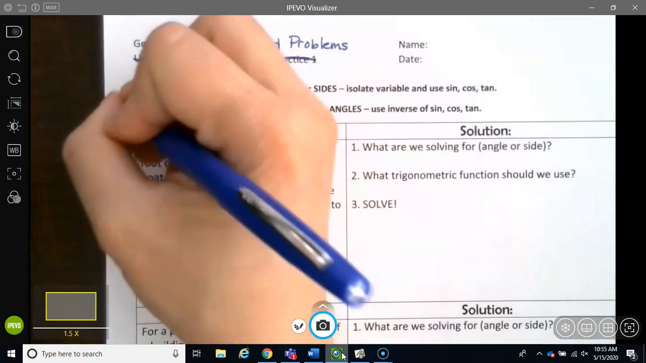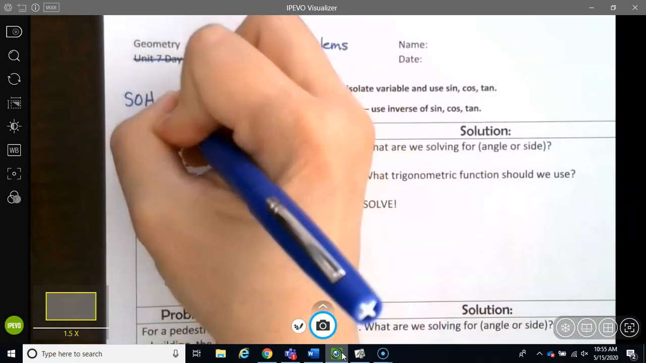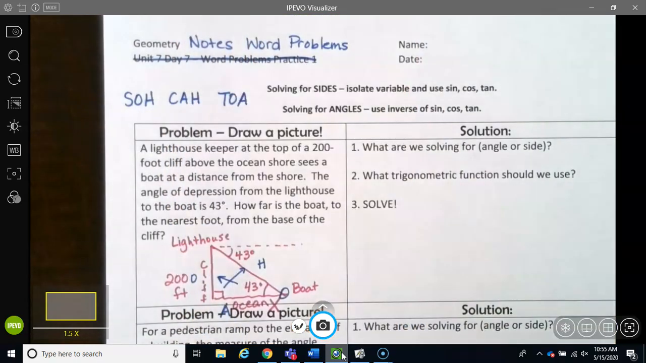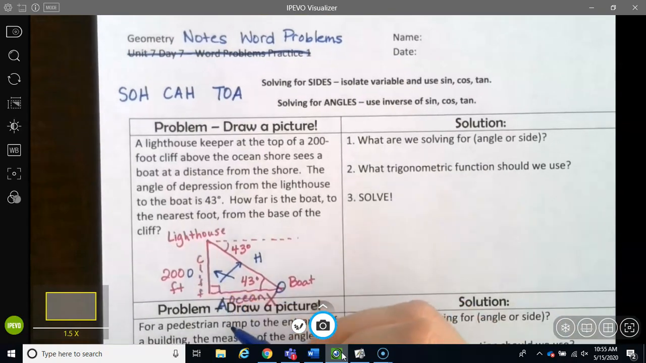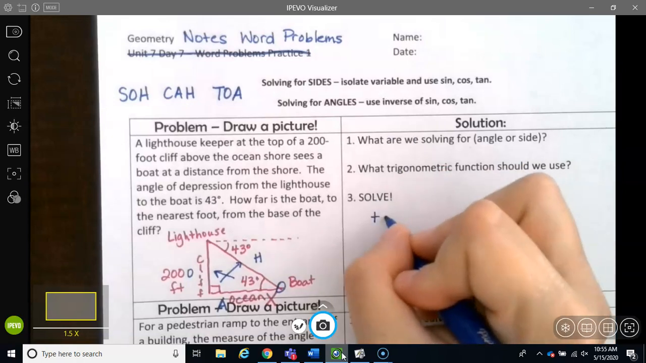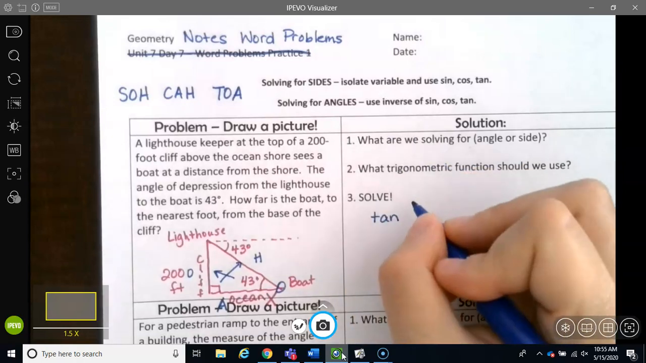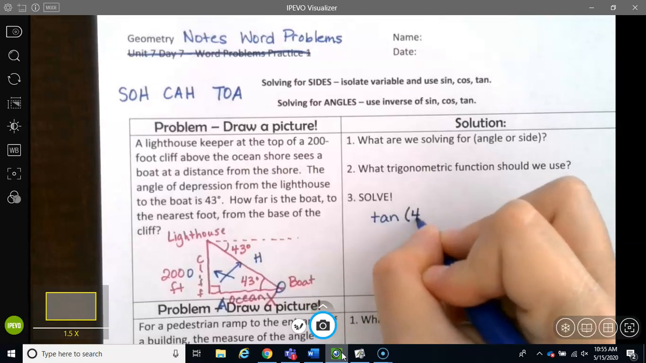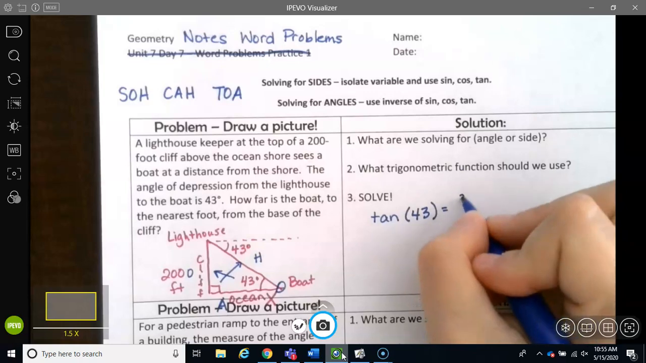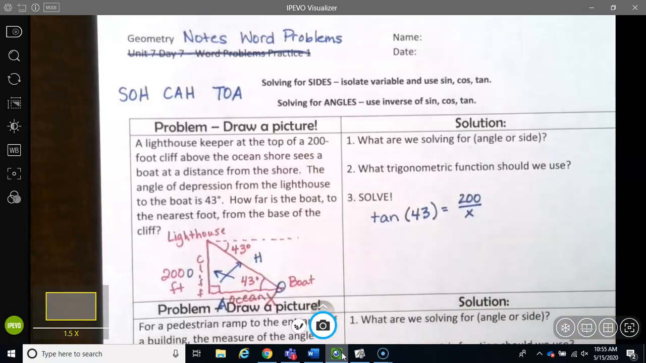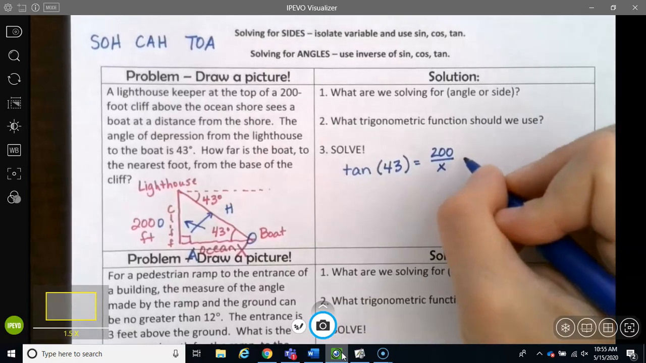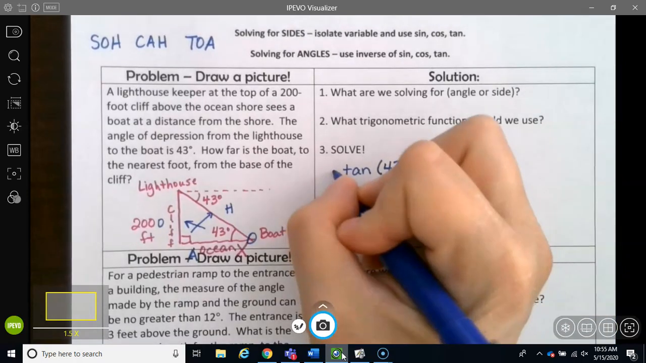So again, I like to have SOHCAHTOA right at the top of my paper, so I can remember my formulas. The one that uses opposite and adjacent is tangent. So tangent of our reference angle, which is 43 degrees, is equal to opposite over adjacent, so 200 over x. And then we use our same algebra skills to get x by itself. Since it's in the denominator, I'm going to multiply both sides by x.